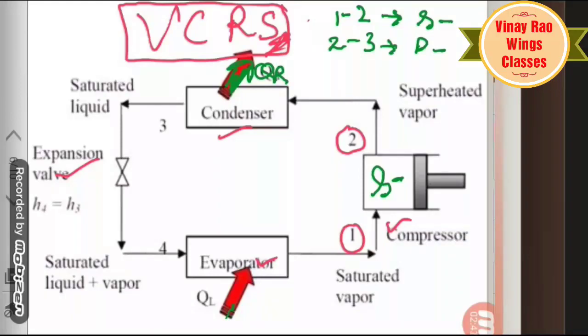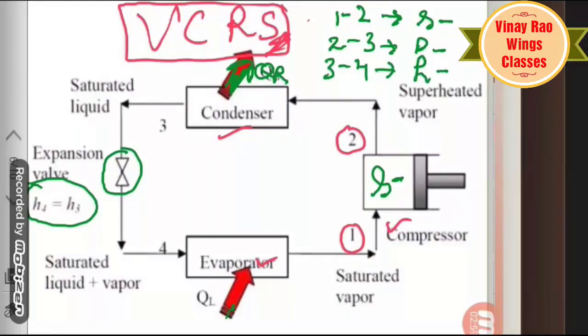After this, from 3 to 4, there is the expansion valve. In the expansion valve, the process is isoenthalpic, that means enthalpy is constant. This is the throttle valve acting as an expansion valve. Through this there is an isoenthalpic process: enthalpy is constant between point 3 and point 4.